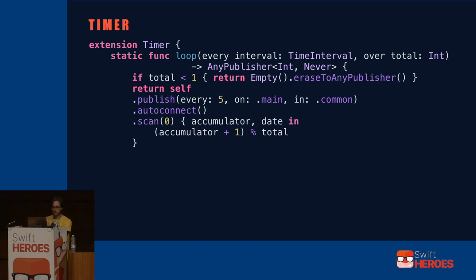If you look at the second line, I get the AnyPublisher Int Never. The problem is that if I want to start this logic immediately, I will have to force a zero at the very beginning of the stream, and this is the prepend operator, because otherwise I would have to wait for the first element emitted by the timer. And then I call my friend. I know you're already acquainted with that.